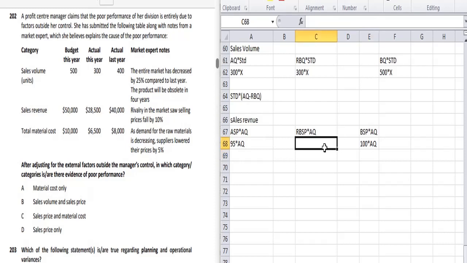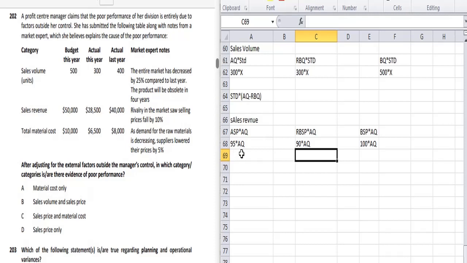So now the revised budgeted selling price. The market expert notes say the selling price in the market has fallen by 10%, meaning the price is falling by 10%. So we take 90% of 100, so now it will be 90. The revised selling price will be 90 because the rival competitor has reduced its price by 10%. So now the revised budgeted selling price will be 100 into 90%. Okay, so we get 90, so 90 into actual quantity.